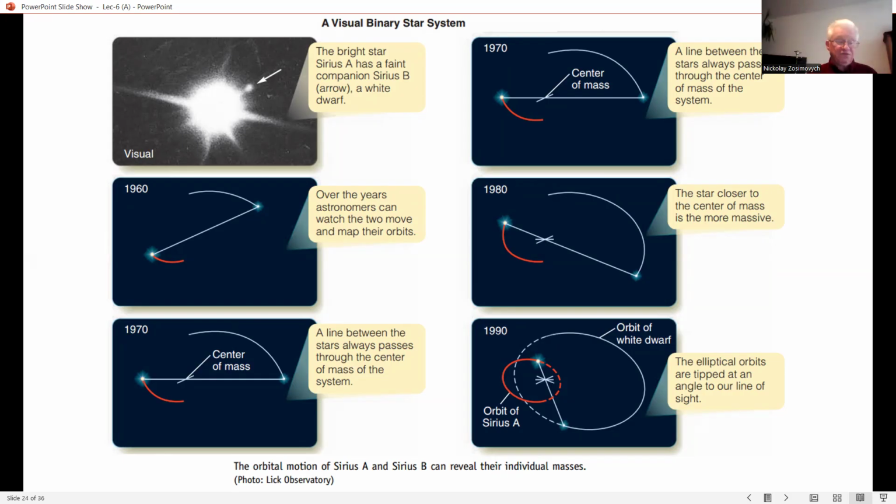Successive frames in the next figures show the motion of the two stars as observed since 1960 and the orbits the stars follow. The orbital period is 50 years, and astronomers have found accurate masses for both stars.